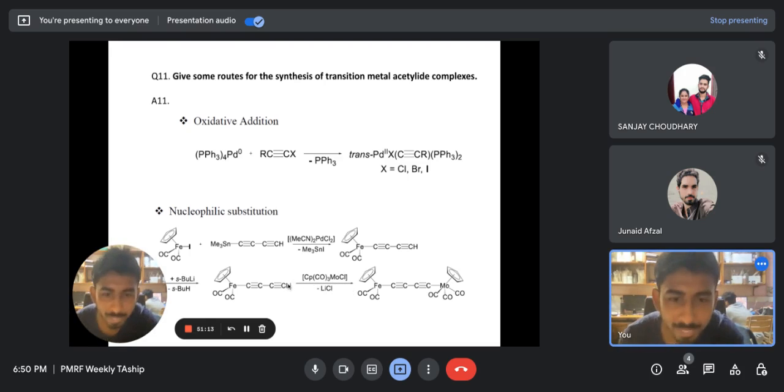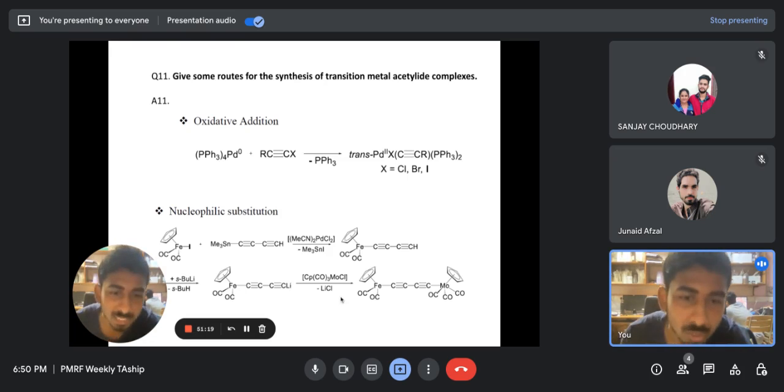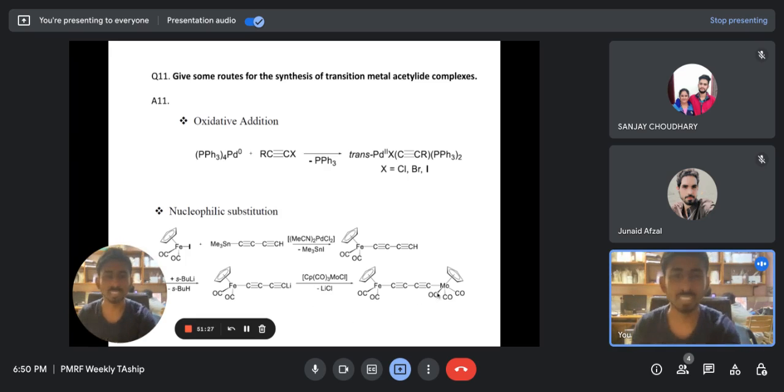Now this negatively charged carbon, the carbanion type of center, will be attacking the molybdenum center, eliminating Cl minus with the aid of lithium, as LiCl salt. So this LiCl will be eliminated and this carbon will be bonded to the molybdenum. That's how we can prepare the transition metal diacetylide complexes where the two metal centers are different. One is iron, another is molybdenum.